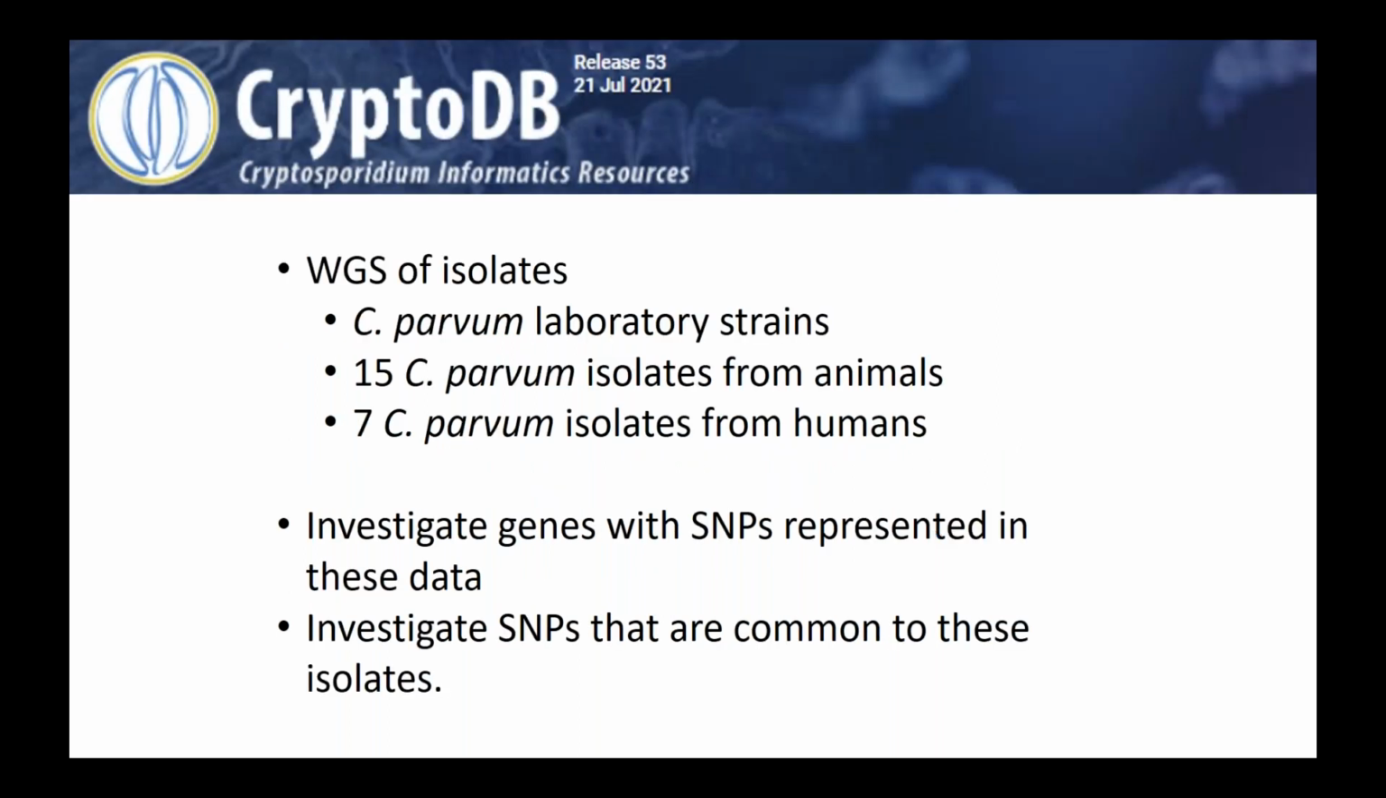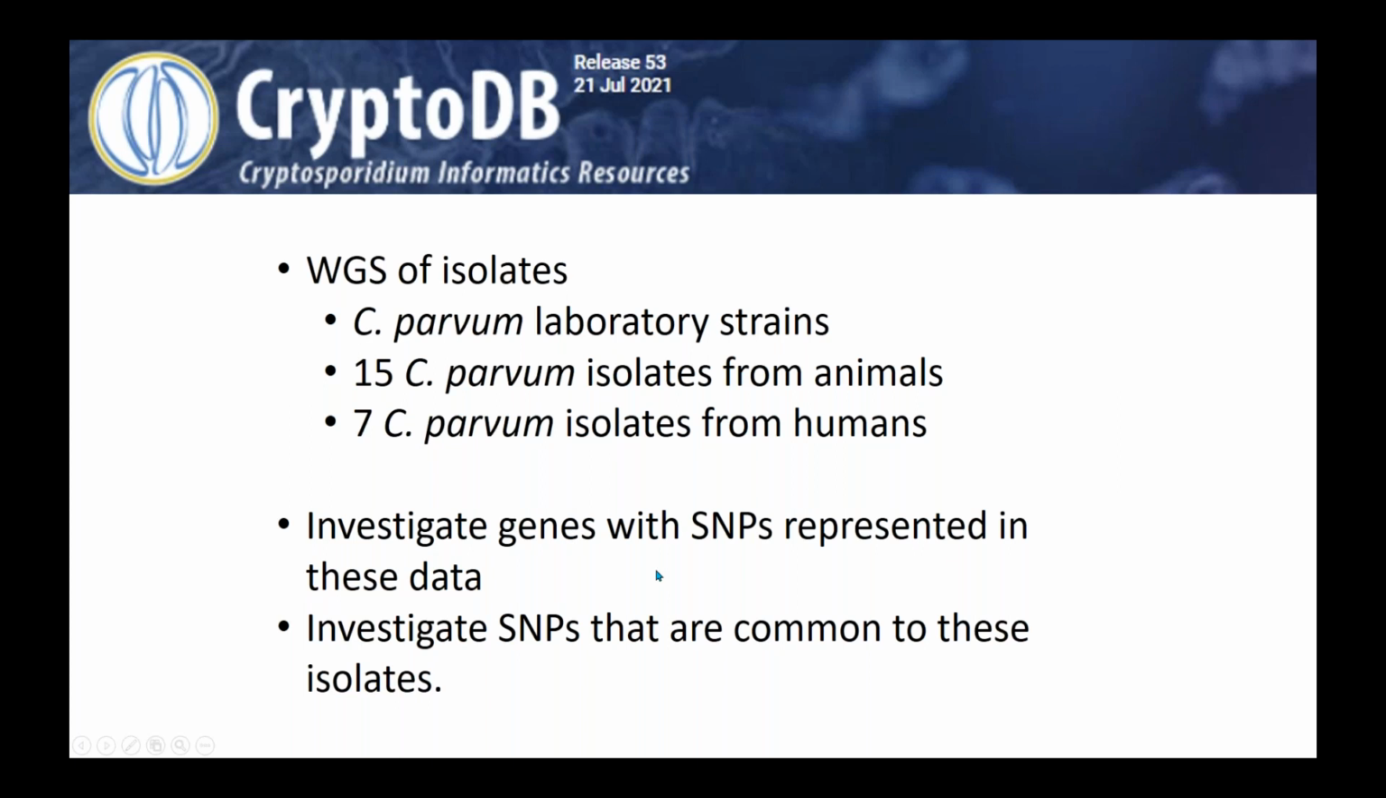CryptoDB actually received 3 data sets, all whole genome sequencing of isolates, the type of data that we analyze to determine single nucleotide polymorphisms, or SNPs. So the first one had 4 isolates that are C-parvum laboratory strains. The second data set had 15 C-parvum isolates from animals, and the third one had 7 isolates from humans.